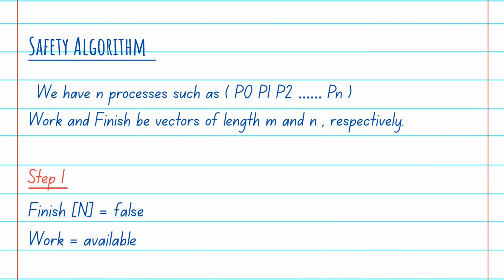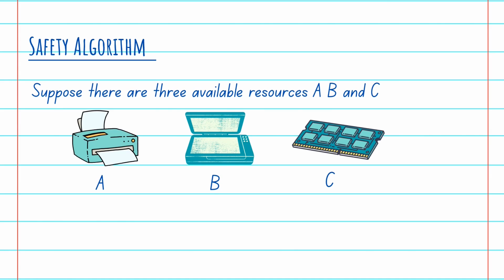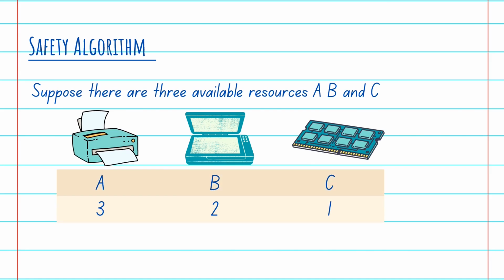Okay, so what does it mean? That Finish[i], which we can call the array of flags, that is, all flags are set to false initially, and Work is set to Available, that is, the number of available resource instances corresponding to each resource type. Got it? Suppose there are three available resources A, B and C. Okay, like A is resource printer, B is resource scanner and C is any kind of RAM. So the availability of these resources could be like this: A is having 3, B is 2 and C is 1.